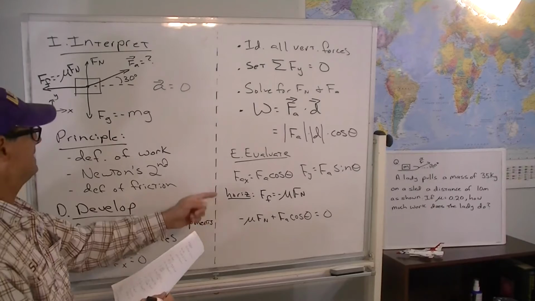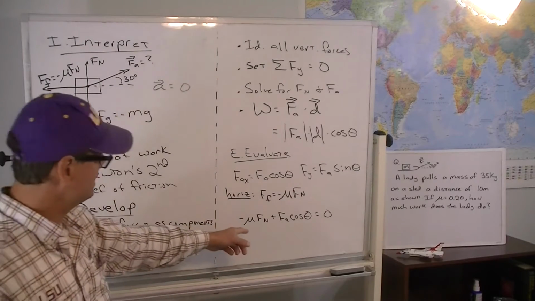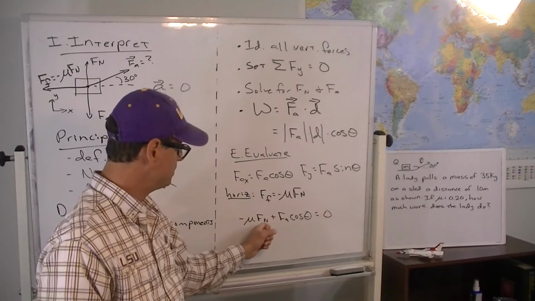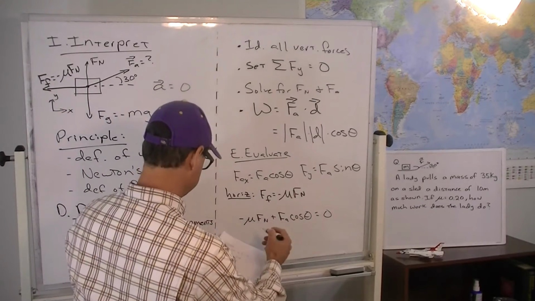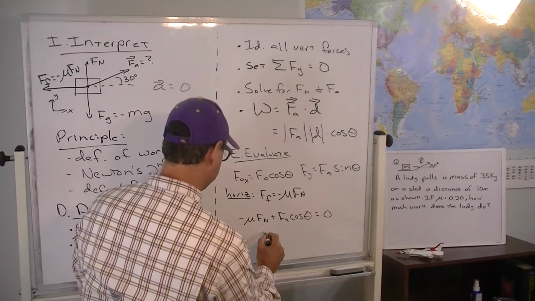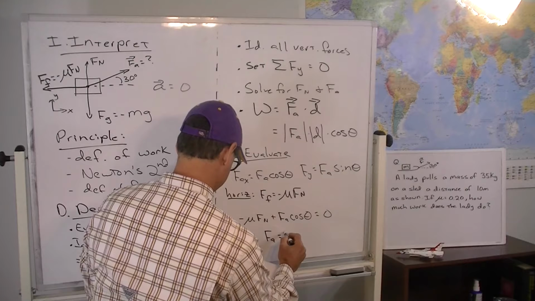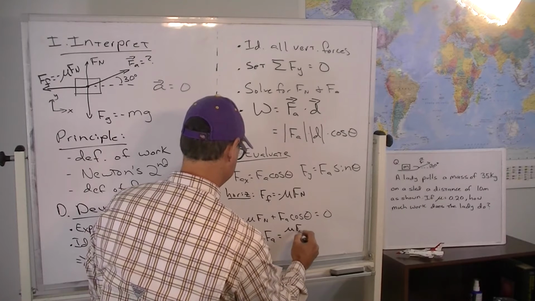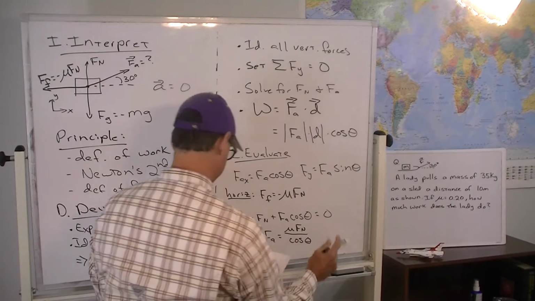And this is not just true, it's useful because the only two unknowns in this equation are the normal force and the applied force. So we can simplify all this. Solving for the applied force is going to be mu times the normal force over cosine of theta.